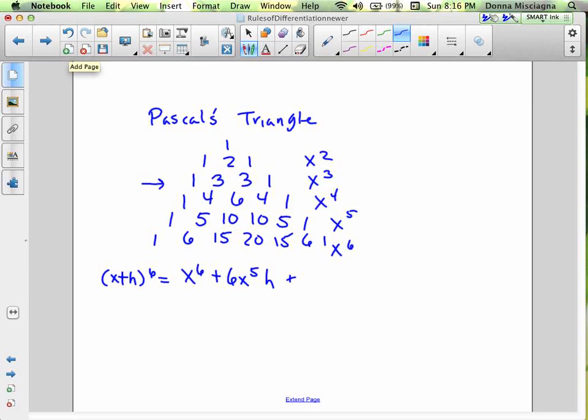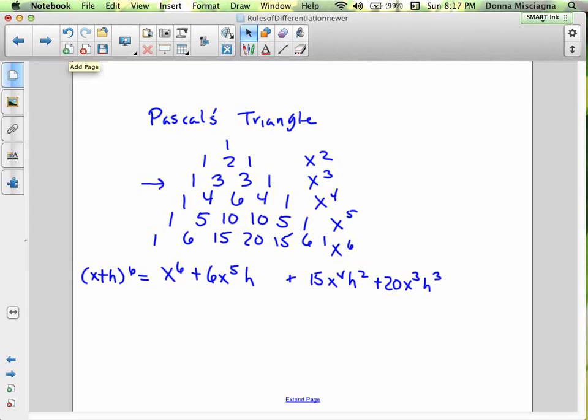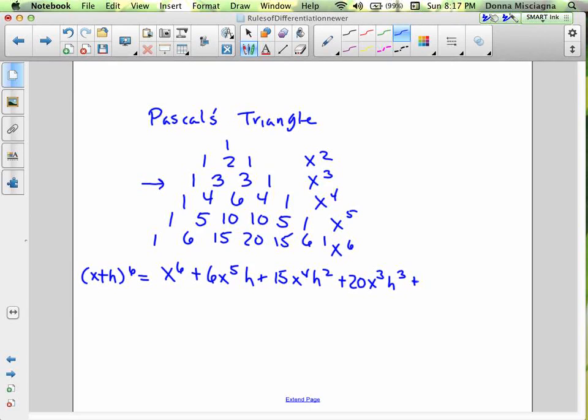And then plus 15x to the 4th h squared, plus 20x cubed h cubed. Oh man, hope I can fit it across the page here. Should have written these terms a little closer together. There we go. And then I left off at 15. Plus 15x squared h to the 4th. Oh no, okay, squeeze it in. Plus 6x h to the 5th plus, I think I can squeeze the last term in. It's h to the 6th. Squeeze that in just barely.